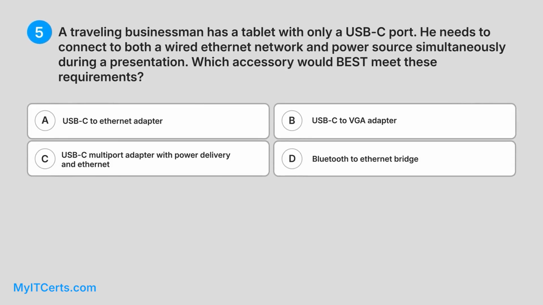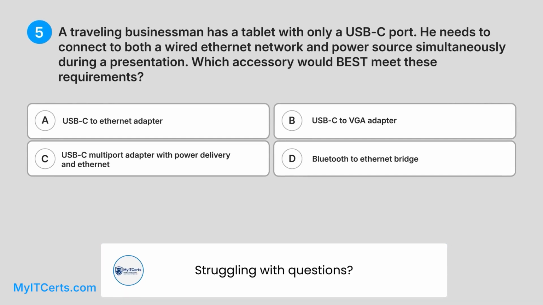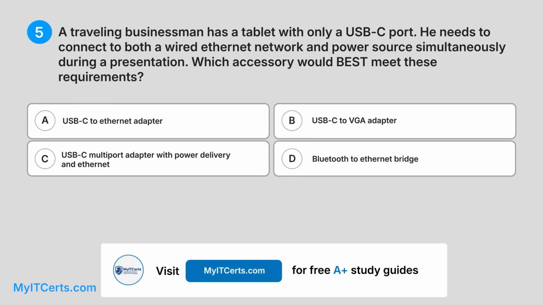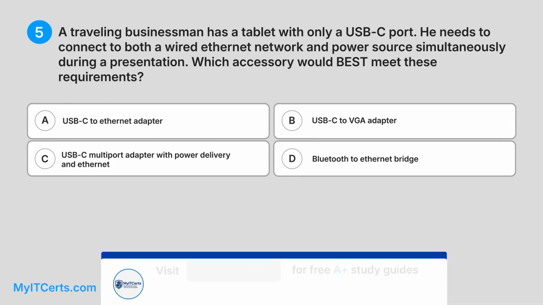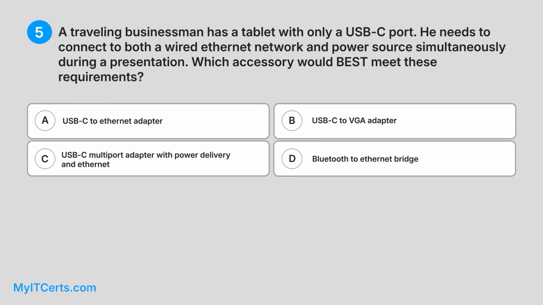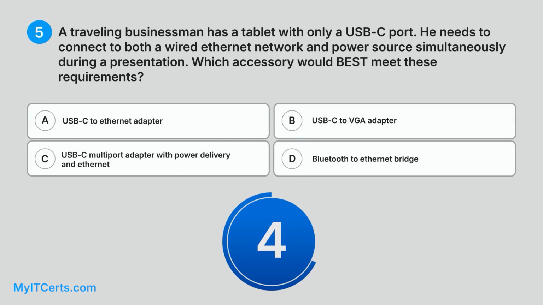5. A traveling businessman has a tablet with only a USB-C port. He needs to connect to both a wired Ethernet network and power source simultaneously during a presentation. Which accessory would best meet these requirements? A. USB-C to Ethernet adapter. B. USB-C to VGA adapter. C. USB-C multi-port adapter with power delivery and Ethernet. D. Bluetooth to Ethernet bridge. Do you know the answer?